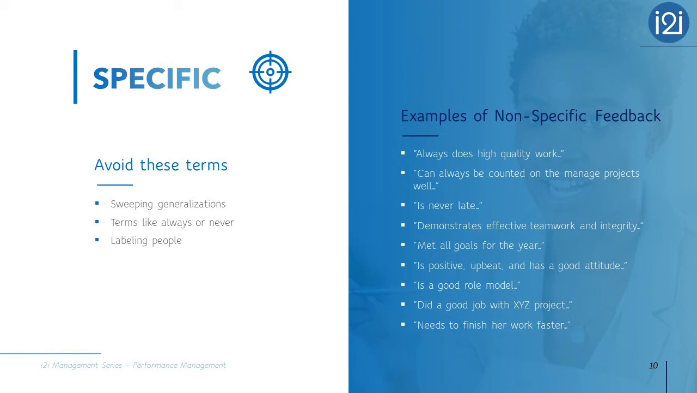Here are some examples of non-specific feedback. Instead of "the person always does high-quality work," write "this employee formats the correspondence so it is readable, finds misspelled words, and makes helpful suggestions to ensure correspondence is accurate and timely." Or a sweeping generalization like "the person can always be counted on to manage projects well." More specifics, such as "on the 3 major projects this year, the employee communicated the goals, revisions, and progress checks to others involved in the projects and coordinated their assignments so that the project was completed 2 weeks ahead of schedule and 20% under budget."